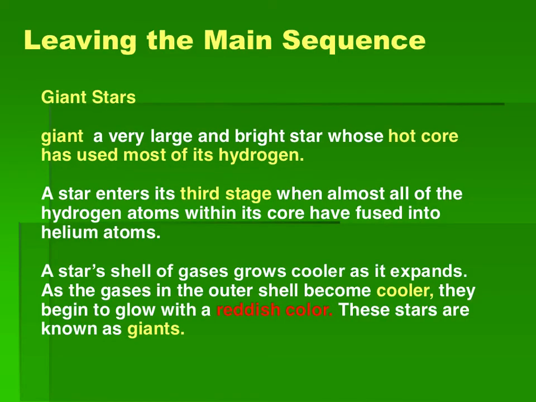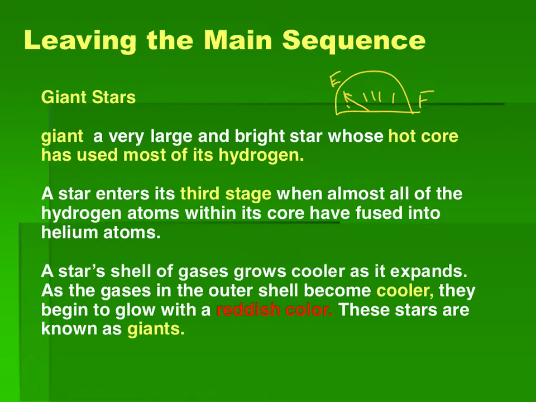As you leave the main sequence of the star's life, the star grows and becomes a giant star. A giant is a very large and bright star whose hot core has used up most of its hydrogen. If we think about hydrogen as the fuel of the star, it's starting to run low. There's our fuel gauge. The gauge is starting to run out, and the star is starting to die.